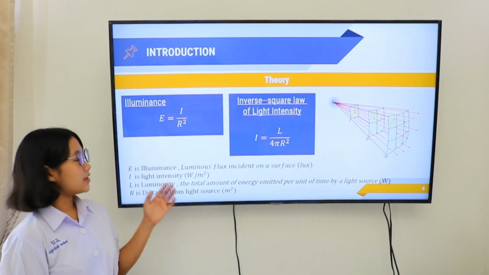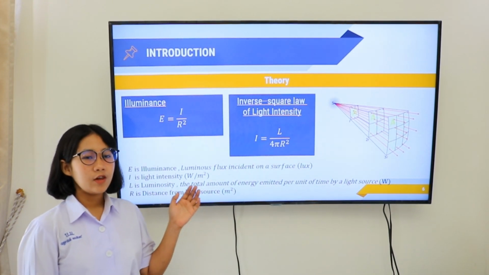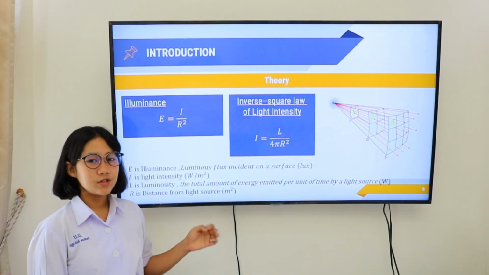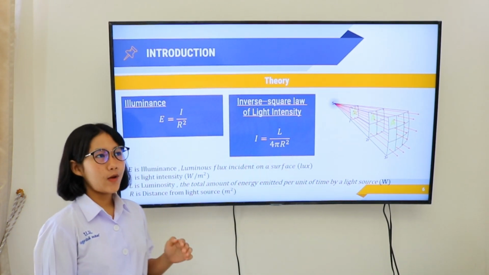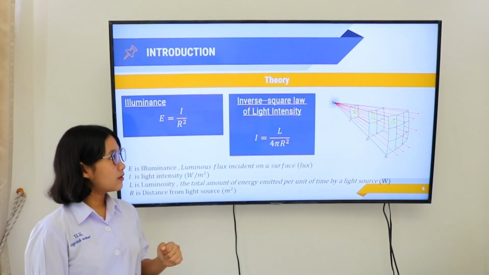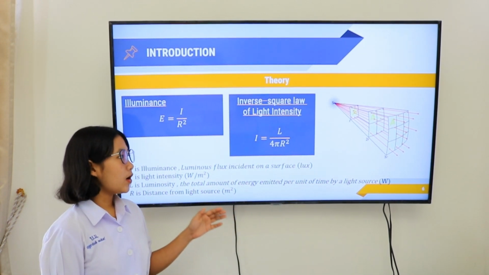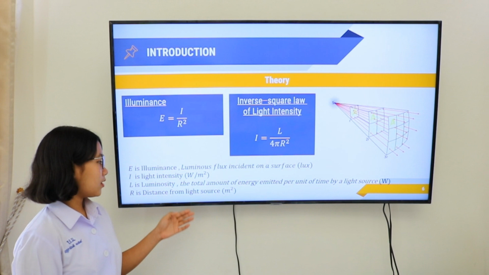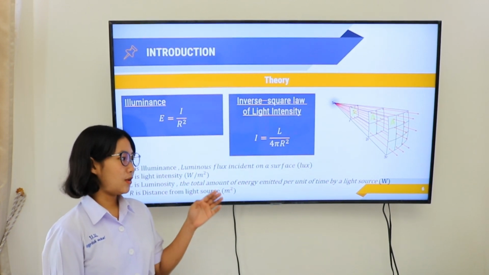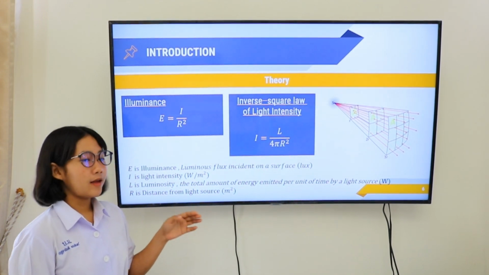The theory about illuminance. E is the illuminance, which is the luminous flux incident on the surface, equal to I, the intensity, divided by R squared, where R is the distance from the light source. By the inverse square law of light intensity, I equals L, the luminosity, which is the total amount of energy emitted per unit of time by the light source, divided by 4 pi R squared.